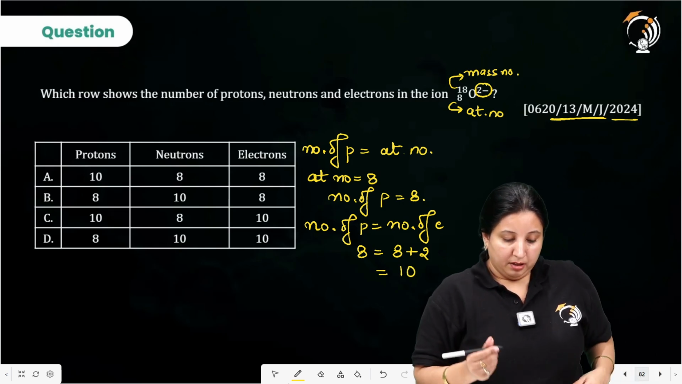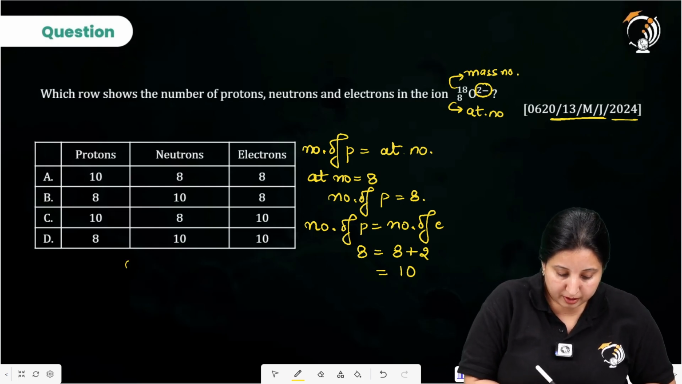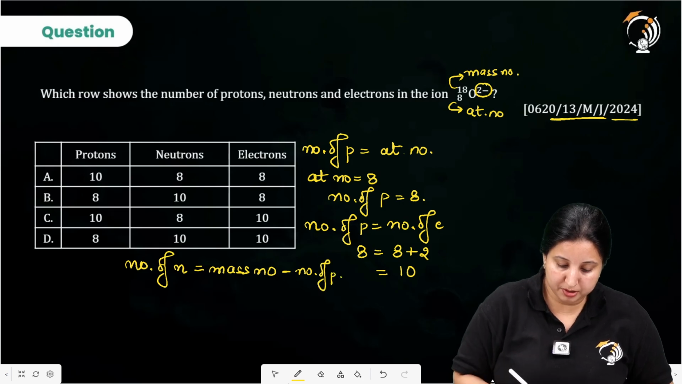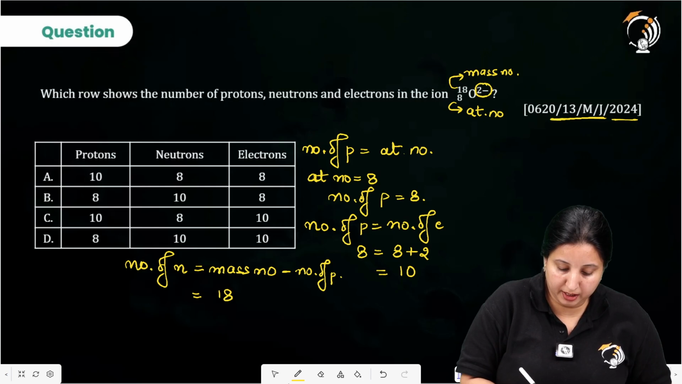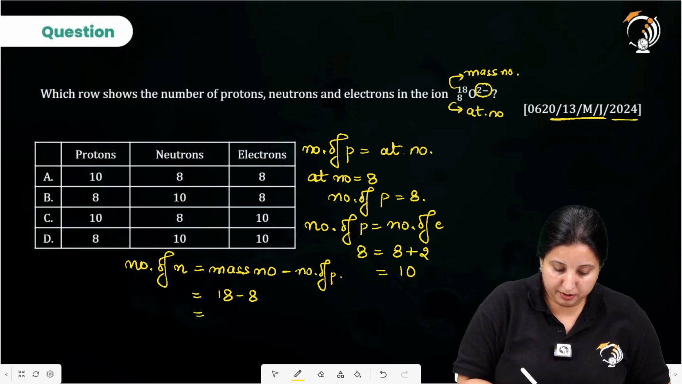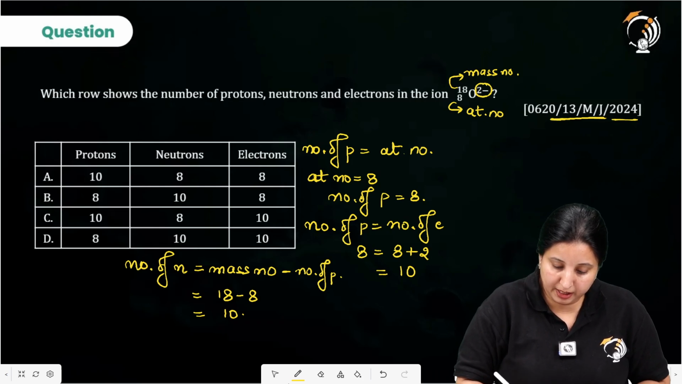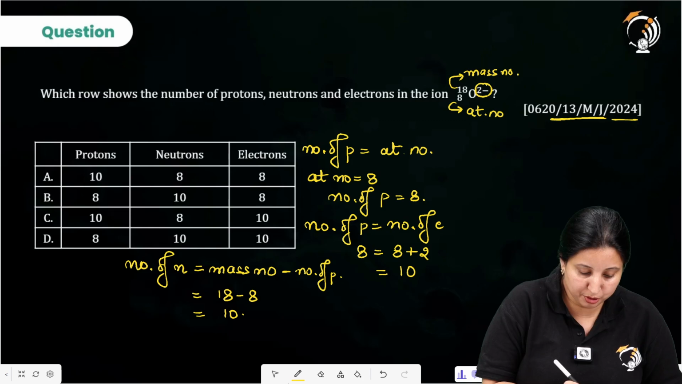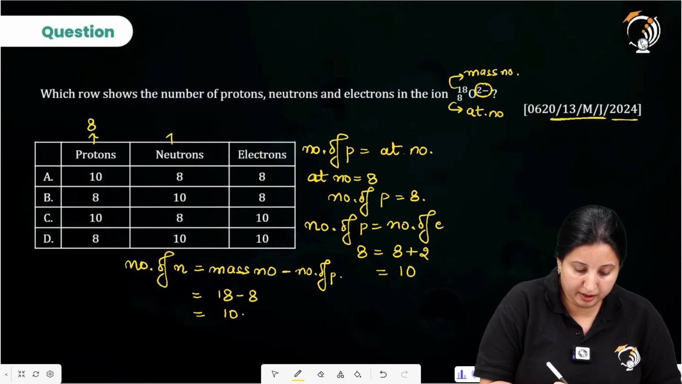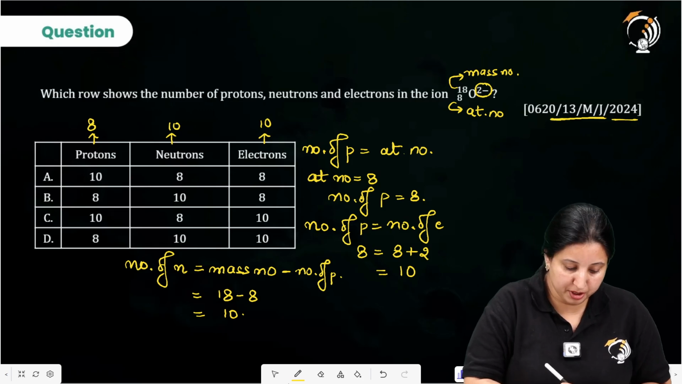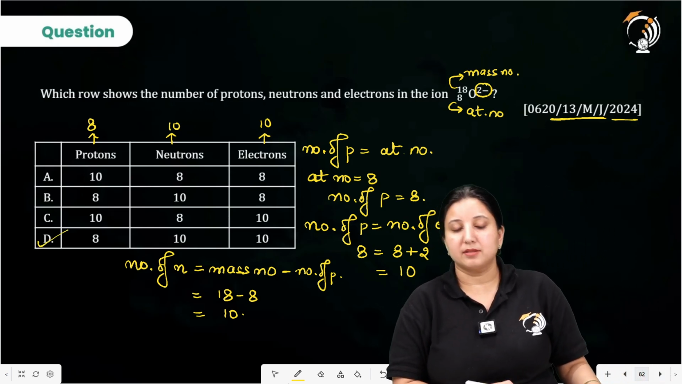Then your number of neutrons. So number of neutrons is equal to mass number minus number of protons. So it is going to be 18 minus 8, which is going to be 10. So let's see now. We are having the 8 protons, just mention over here, 10 neutrons and 10 electrons. So option D is matching to this. So it is going to be our answer. Okay.